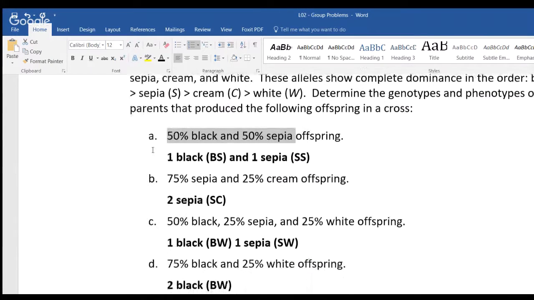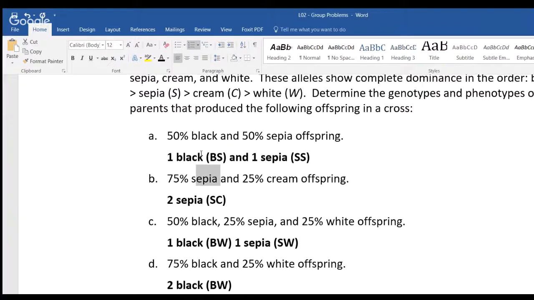If we look at part B, it's done similarly. We need 2 sepia. To make a sepia, we have to have 2 S's, and no, we don't. Sorry. Cream offspring is always overridden by sepia. So we have to make sure that in our cross, we get one homozygous grouping for the cream. So if you have 2 sepia parents that are SC, you'll get that ratio.